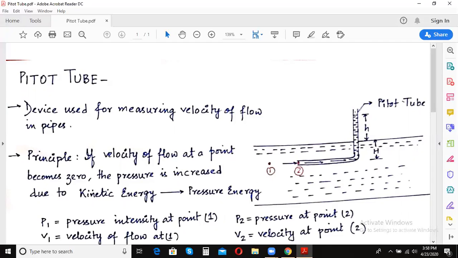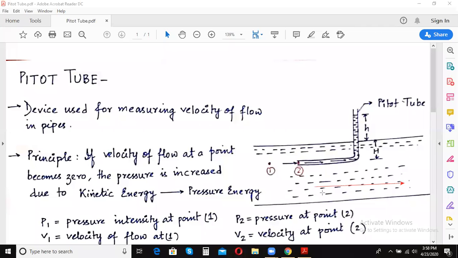And it should always be kept in mind that the pitot tube should be bent at a right angle and inserted into the pipe, and it should always be inserted in the upstream direction. What is the upstream direction? Suppose in this pipe fluid is flowing from left to right. Let me just show you. Fluid is flowing this way.